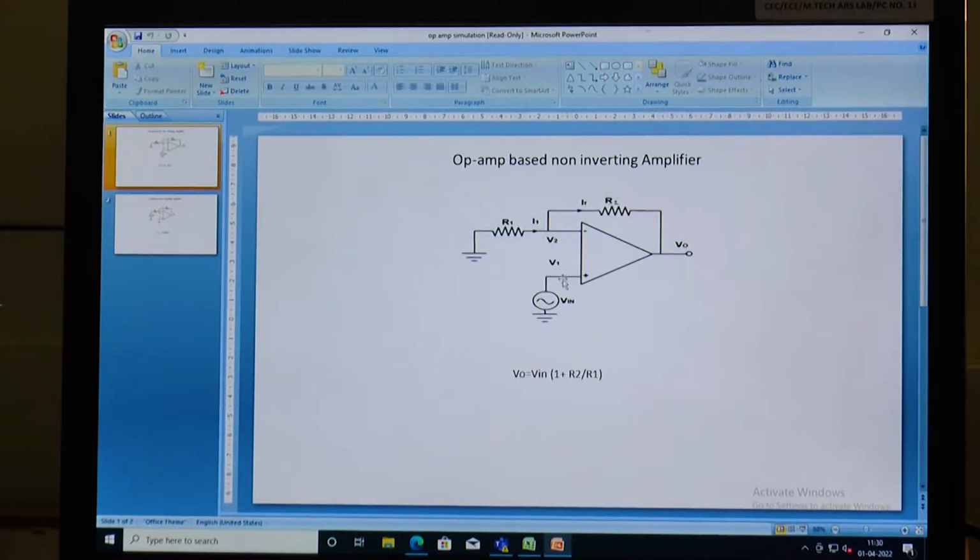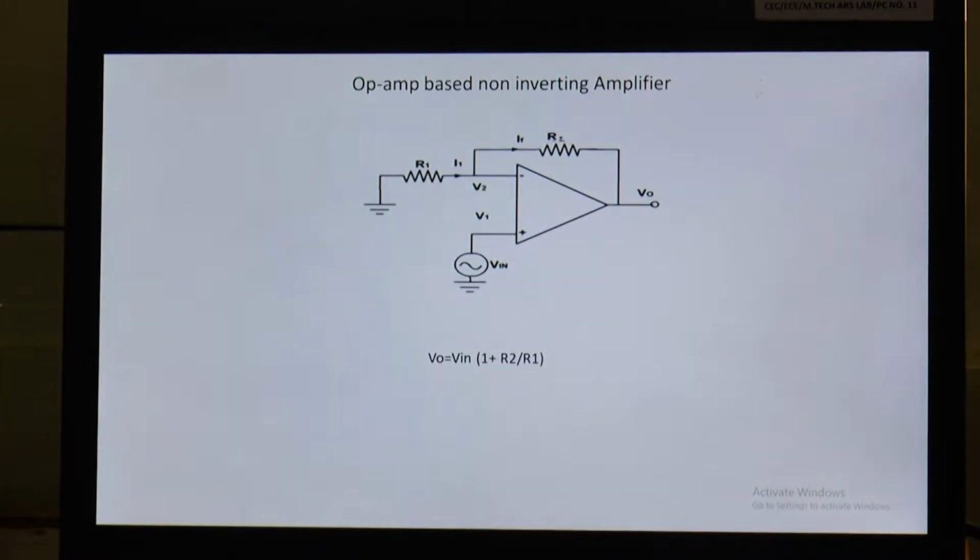Now come to our slide. This is our op-amp based non-inverting amplifier. In an op-amp based non-inverting amplifier, you know that we will apply input at the non-inverting terminal. So it is our non-inverting terminal, so we have connected an input source, that is Vin. We have connected a feedback resistor from output to our inverting terminal. So that means some part of output will be fed back to your input, that will be on inverting terminal with the help of this feedback resistance R2.